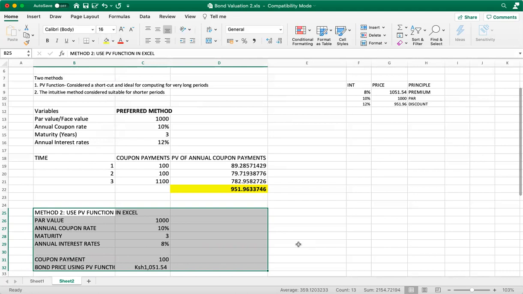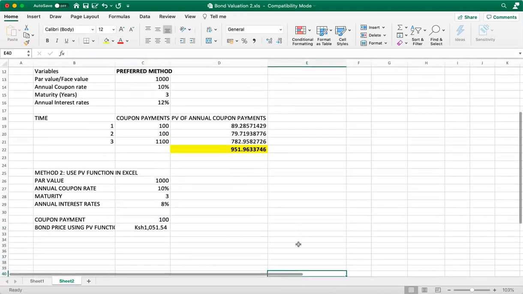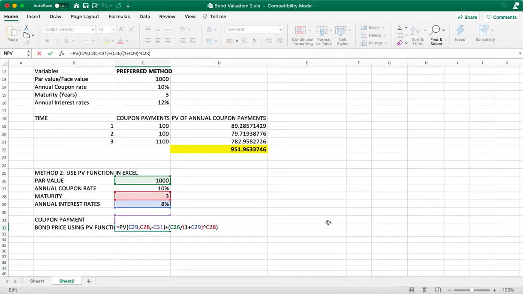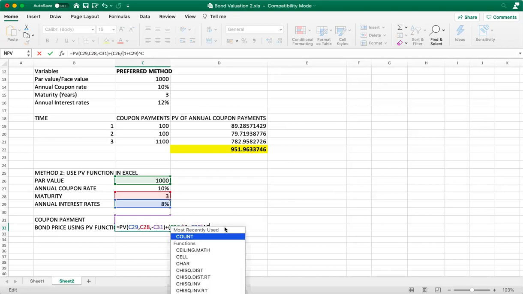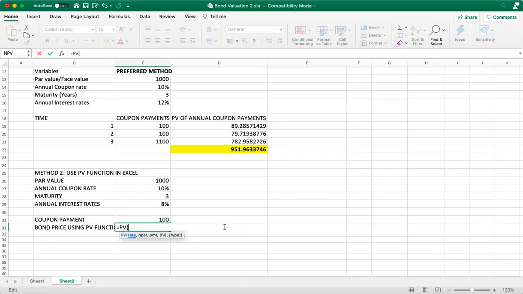This is the second method. Now, let me explain the second method a second time. In the PV function, what you have are the variables. You can see par value 1,000, annual coupon rate 10%, maturity 3, annual interest rates 8%. Then you compute the coupon. After you've computed the coupon, you go to Excel PV function. Let me repeat that.